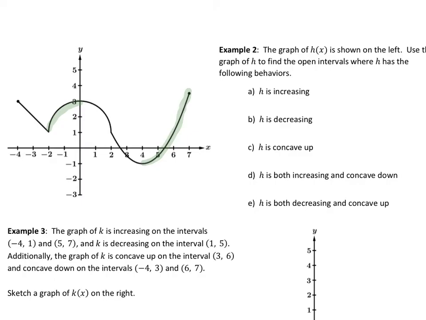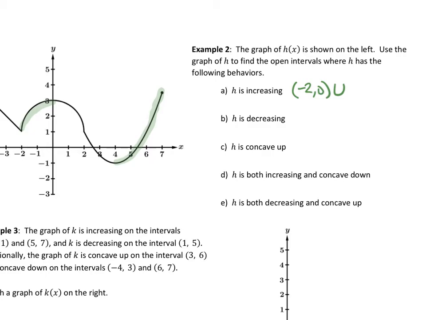So to answer part A that asks you, when is the graph of h increasing, or the function h increasing, you would say from -2 to 0. That's the first little green section I highlighted. Or the word and, I always say and, but technically that means or, from 4 to 7, because that's the other section that I highlighted green.